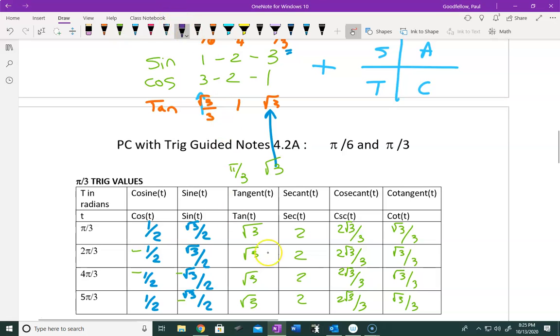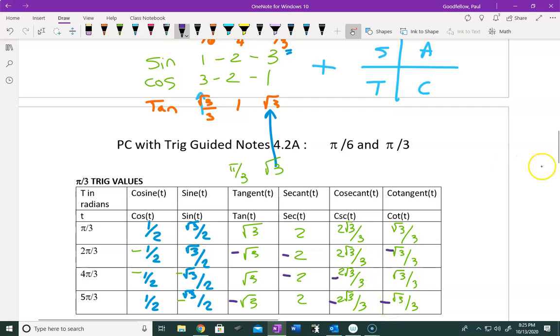Now, the problem is I got all the signs wrong on all that stuff, so we got to make sure that ASTC is right. Positive, negative, positive, negative. Okay, that's right. Secant's going to be the same as cosine, so these two are negative. Cosecant's the same as sine, which is these two are negative. And cotangent's going to be the same as tangent, which is this one and this one are negative.